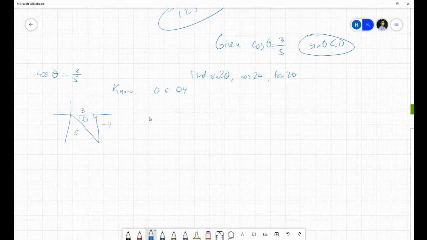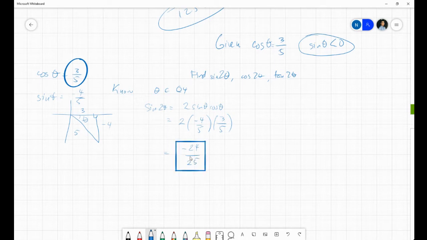So now that we know that, we can find out what are the other values that we need. So for example, sine of 2 theta is 2 sine theta cosine theta. Well, we are given cosine theta. We just have to find sine theta. So that's why we refer back to this triangle. So sine of theta is just opposite over hypotenuse. So -4/5. And that would give us our formula: 2 times -4/5 times 3/5. So that's -24/25.